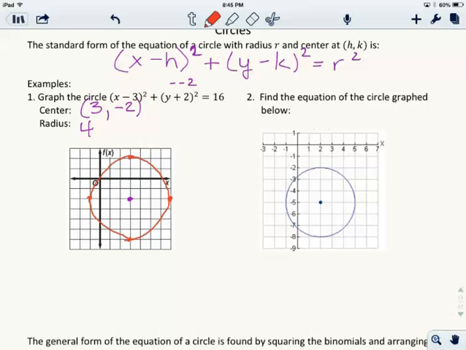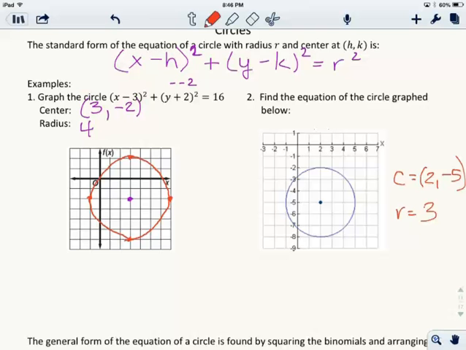Okay, for number 2, they want you to find the equation of your circle. In order to do that, we need the center and radius of a circle because those are the two components that make up our equation. So our center is at 2, negative 5, and our radius, if we count up, down, left, and right, we should figure out that our radius is 3 because radius meaning from the center to the circle, we can count 3 in every single direction.